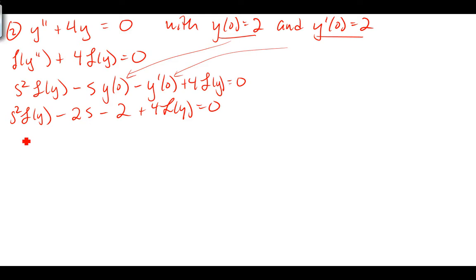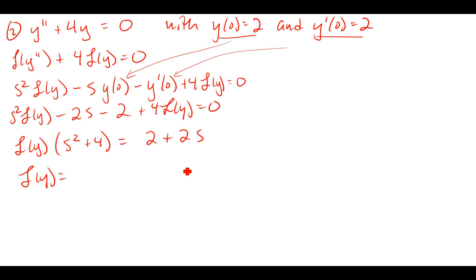So I'm ready to rewrite this to read Laplace of y equals. I already have all the Laplace of y stuff on the left side. If I put together the Laplace of y terms, I have s squared and 4. The negative 2s and negative 2, I move to the right. Now if I divide, I end up with Laplace of y equals 2 plus 2s over s squared plus 4.